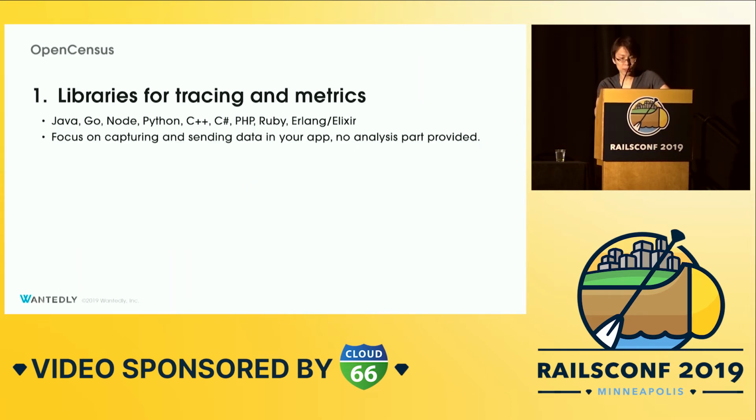OpenCensus provides libraries for major programming languages. Java, I believe, is the most mature implementation of OpenCensus. Go, Node, and Python are also mature and implement the full features of the spec. C++, C#, PHP, Ruby, and Erlang/Elixir are a bit behind, but at least they support tracing.